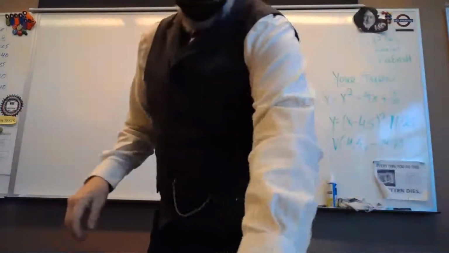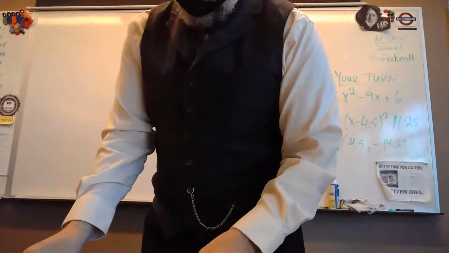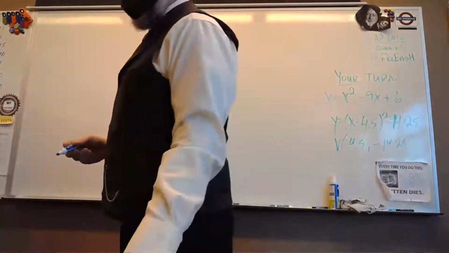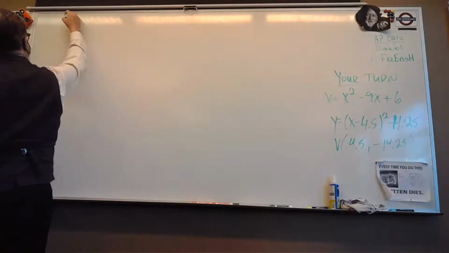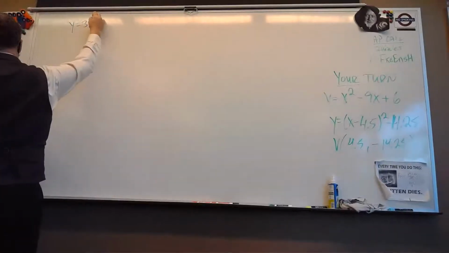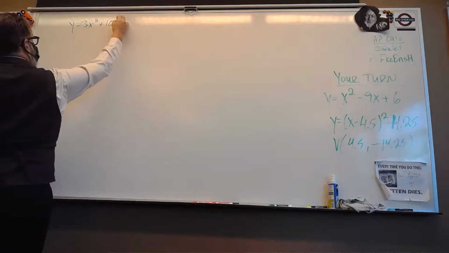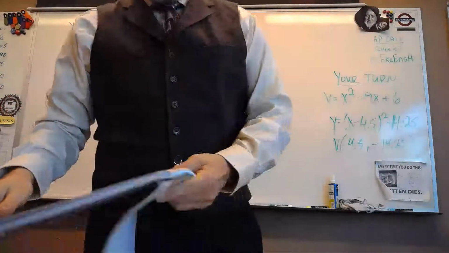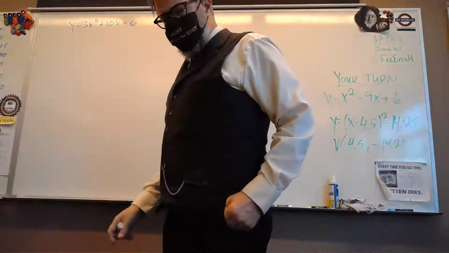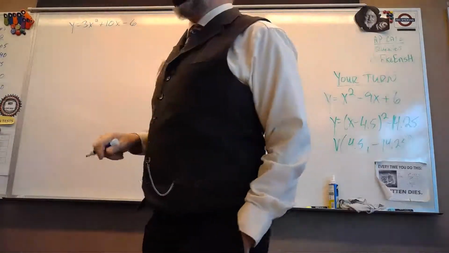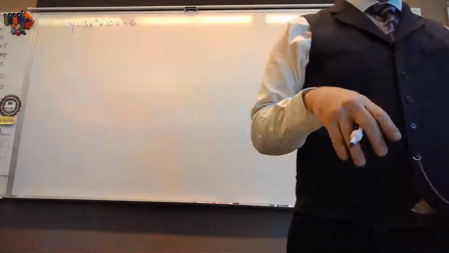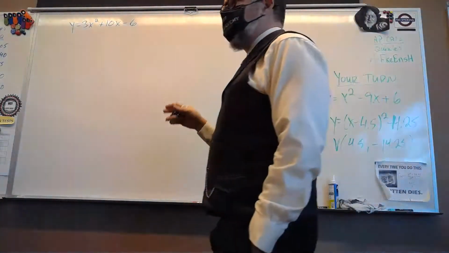So here's the example I've got. Y equals 3x squared plus 10x minus 6. So there's a couple ways to think about this one. First of all, let's look at algebra tiles very briefly, and then we will never talk about algebra tiles again. You're more than welcome to draw them if it helps you keep track.